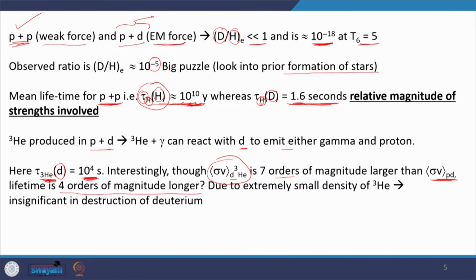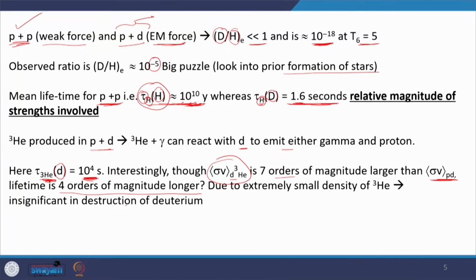I repeat, when deuterium is undergoing destruction via different mechanisms, let us take only one reaction, that is deuterium being destroyed by reacting with a proton, and we have seen its lifetime is 1.6 seconds. Just for the sake of convenience, I am taking another reaction. Deuterium reacting with helium-3, its lifetime is 10 to the power of 4 seconds.